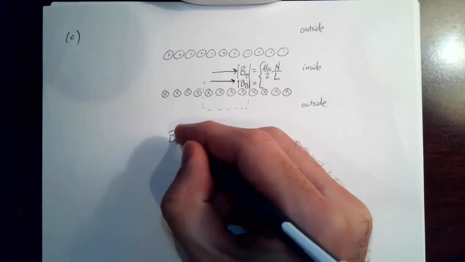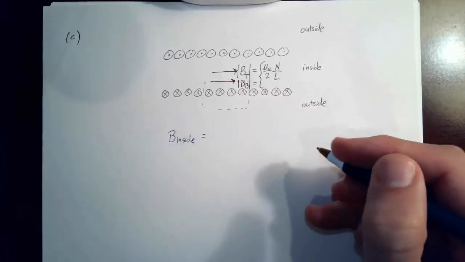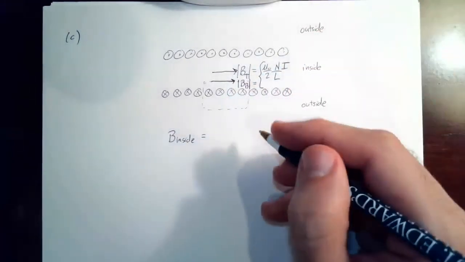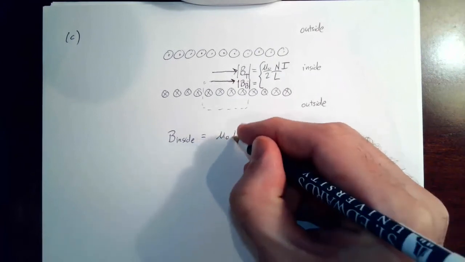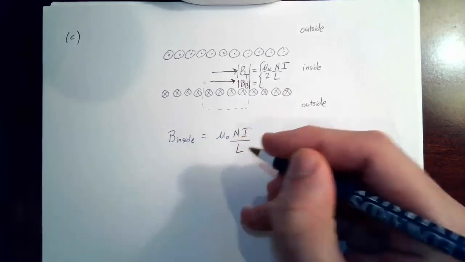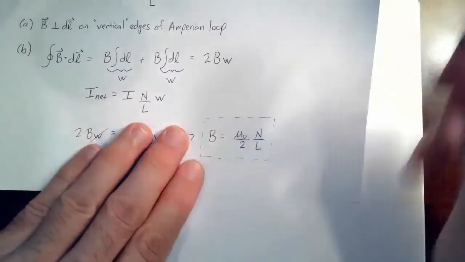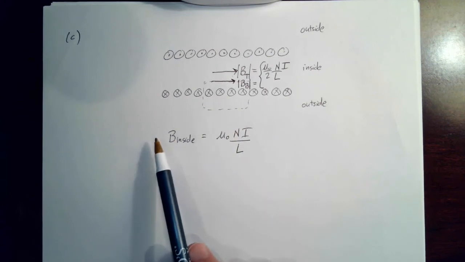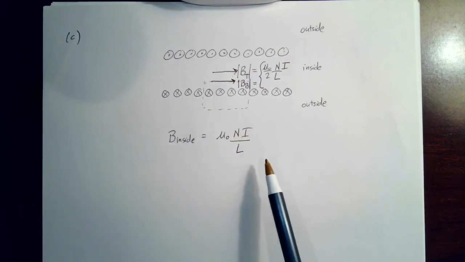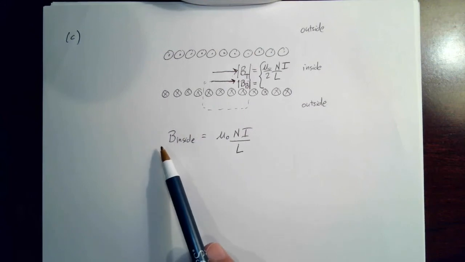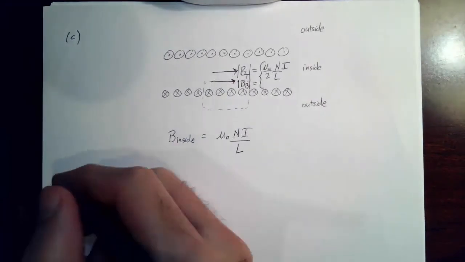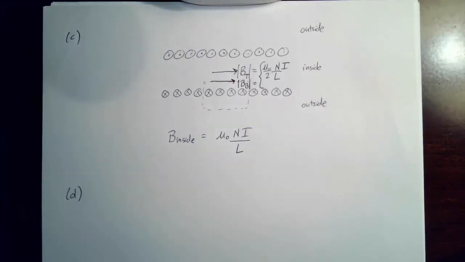So the B inside is equal to 2 of these, which ends up, oops, I forgot my I, which ends up becoming mu naught N I over L. And I forgot my I on the previous page too. There we go. Okay, so we've discovered this result that I did in my Ampere's law video, this time without assuming that the magnetic field was 0 outside. Speaking of which, what is the magnetic field outside?